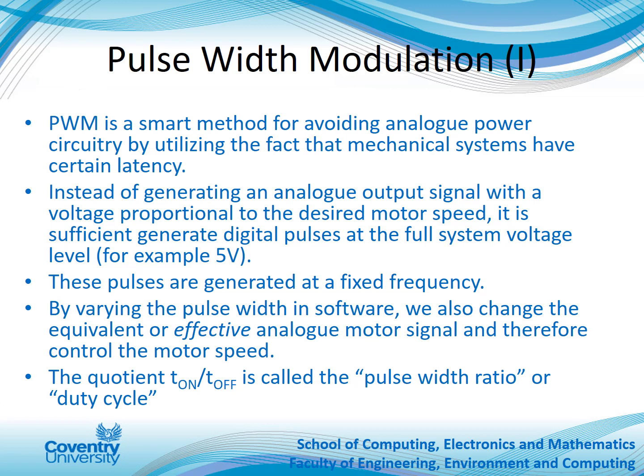Then by varying the pulses, like the graph shown on the next page, we can change the equivalent or effective analog motor speed and therefore control the motor speed itself. So one could say the motor behaves like an integrator of the digital input pulses over a certain time span. And the quotient, which is T on to T off, is called the pulse width ratio or the duty cycle.